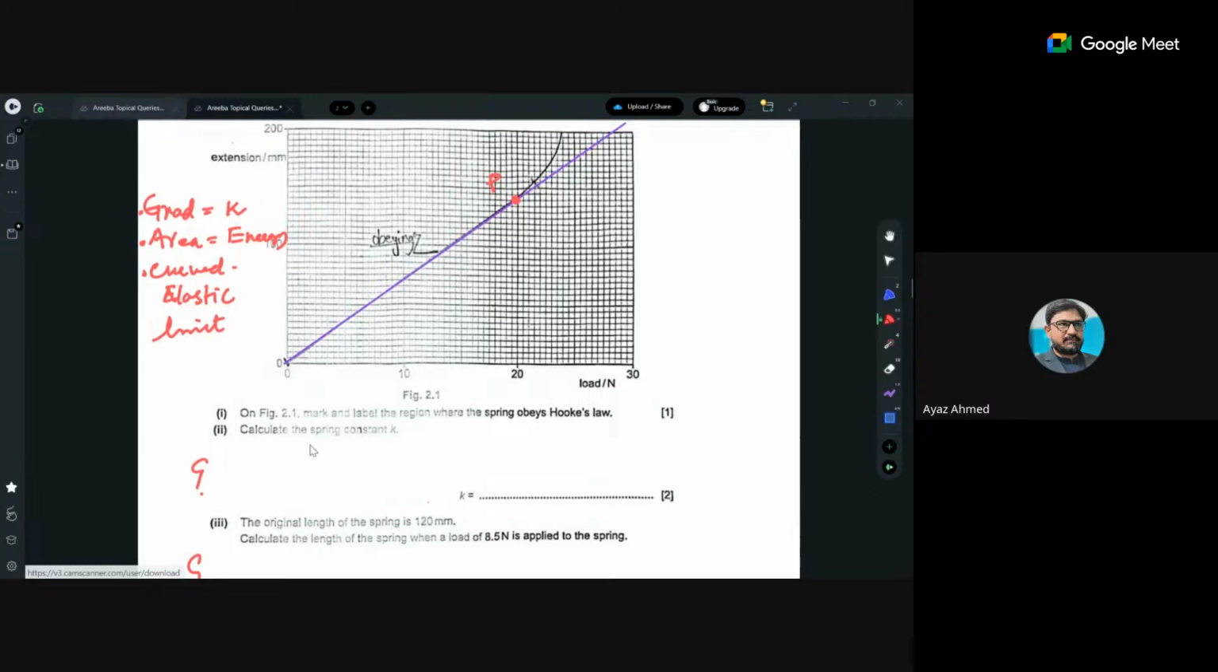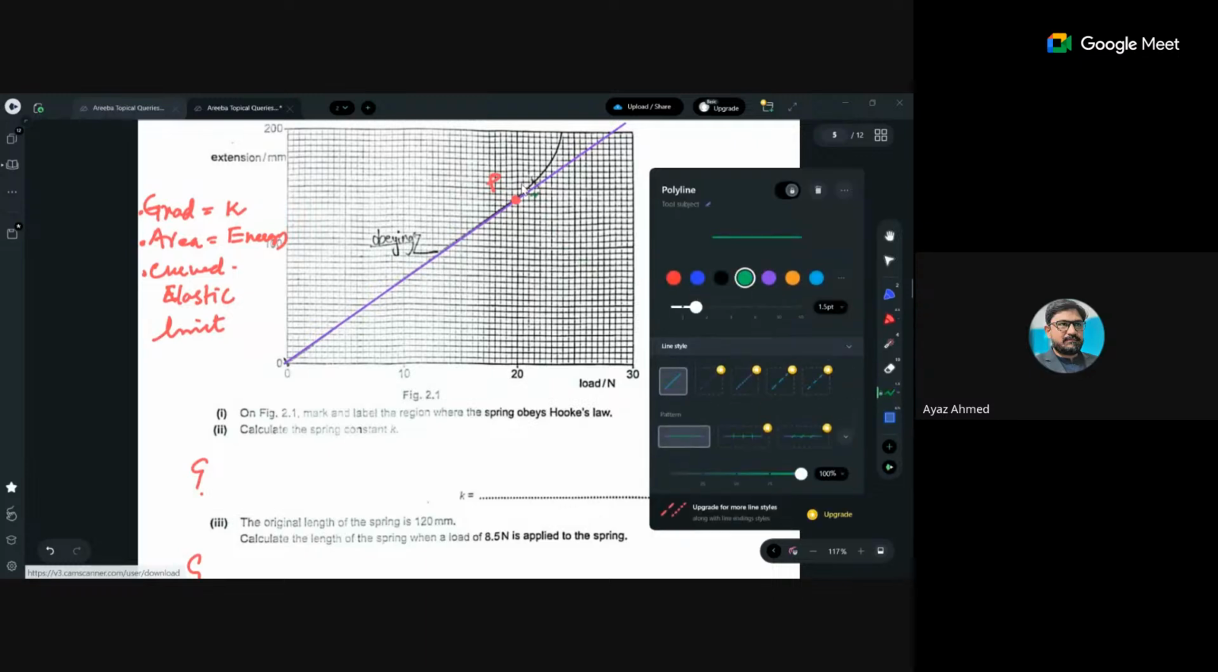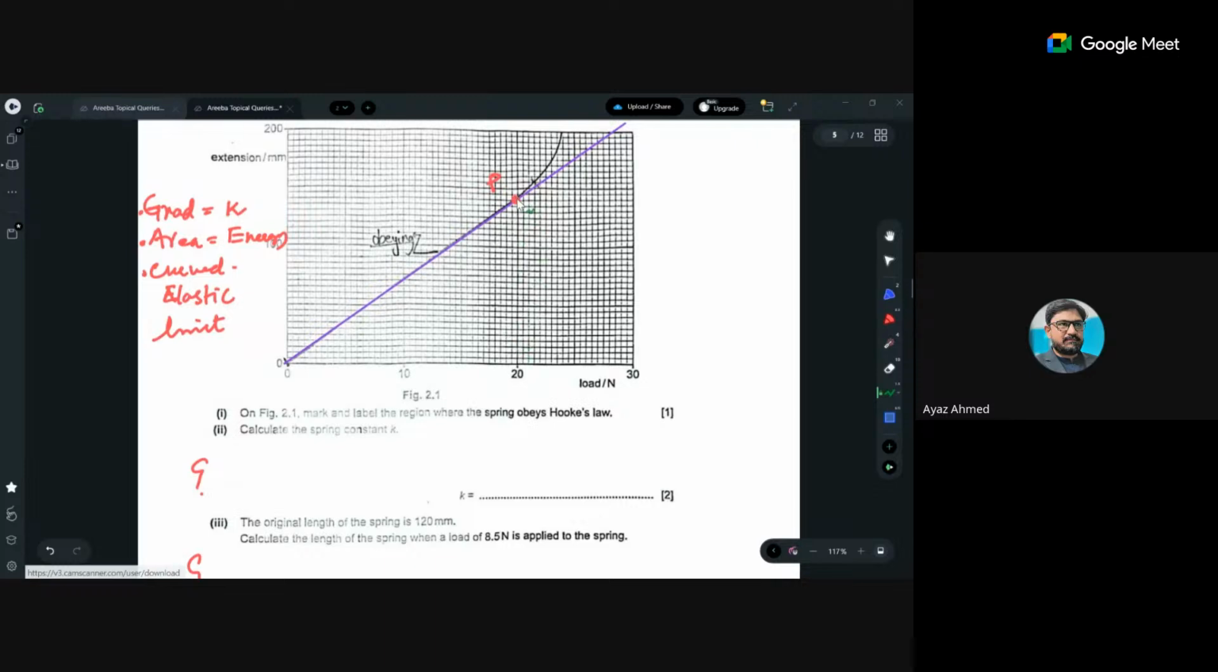Calculate the constant. How will you calculate the constant? The constant will be calculated by taking the gradient of the straight part of this graph. Once you take the gradient, it would be something like this. Do calculate, please. It will give you the gradient.